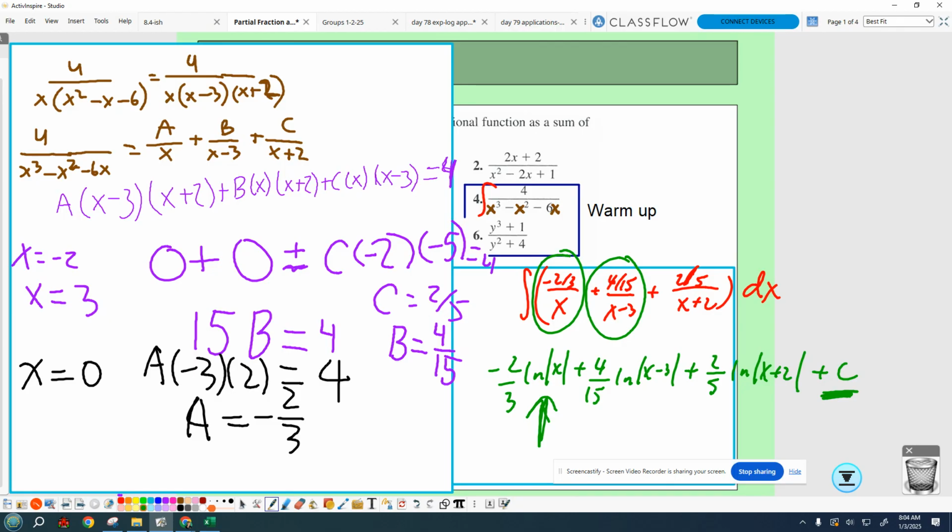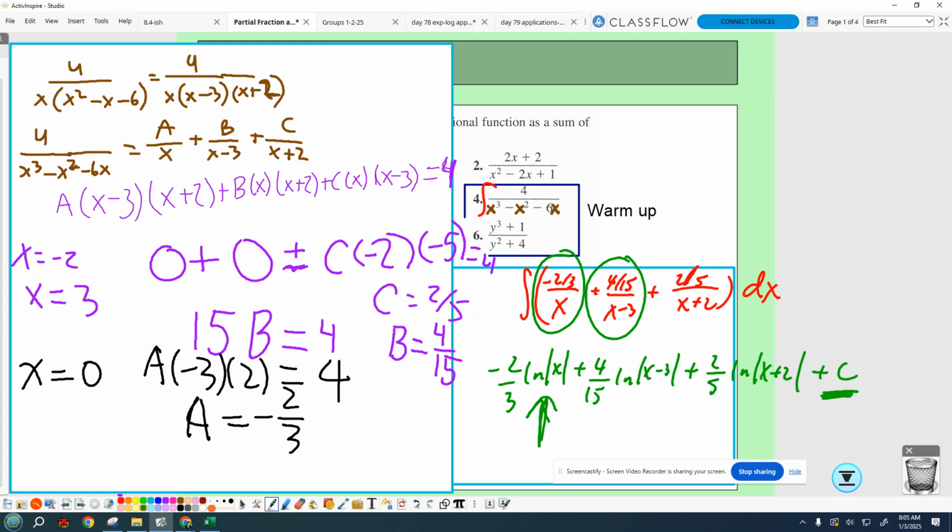Questions on partial fractions, how to set it up? The system with 3 is messy. The shortcut will always work for what you will see in this class. It will get harder in later classes. Questions with that one?